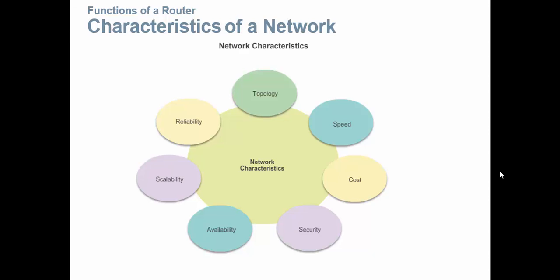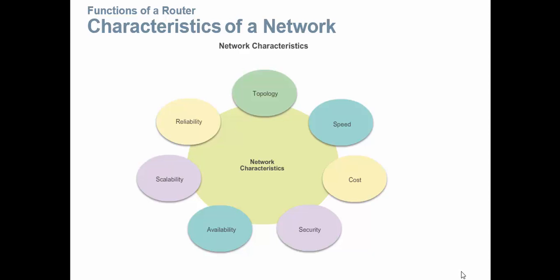Next, we have security. And security indicates how protected the network is, including the information that's transmitted over the network. The subject of security is important, so you have to keep in mind, how well am I going to keep the information that's being transmitted over my network safe? How easy is it for someone to get onto my network and get the information that's there?